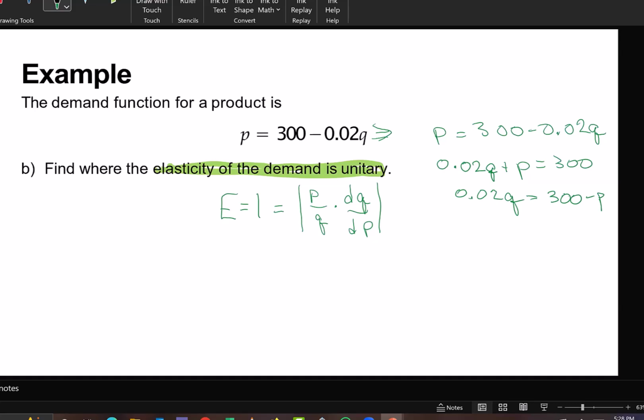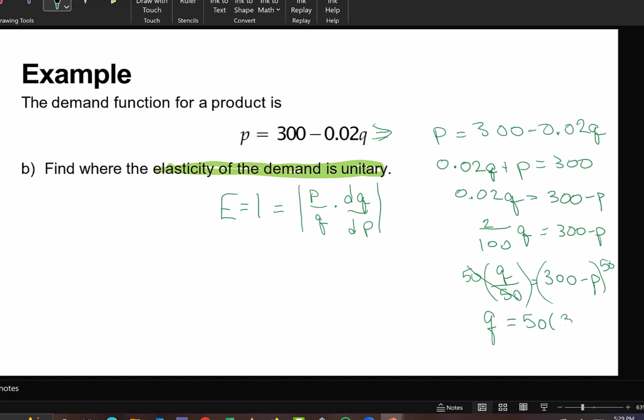2 100ths is the same as 2 over 100. And this is really the same as 1 over 50, or Q over 50 is equal to 300 minus P. Multiply both sides by 50. Cancel. I get Q equals 50 times 300 minus P. So Q is equal to 15,000 minus 50P.